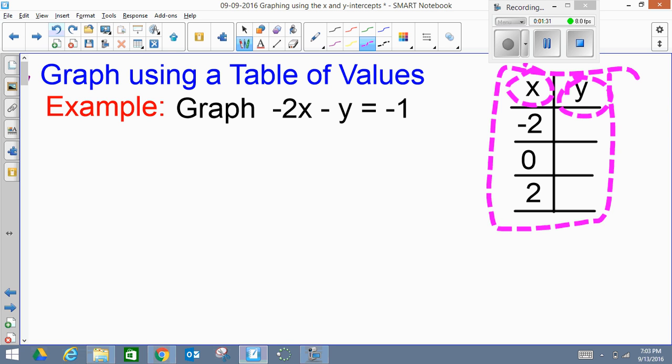Okay, so we need to create that table of values. We have the values of x. For the most part, I like to use all those three values all the time. Okay, so the only thing that we have to do is just plug in.